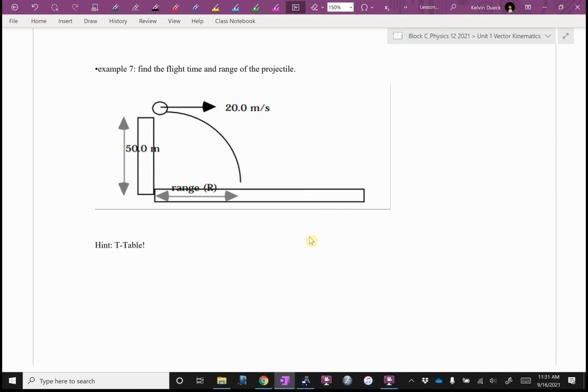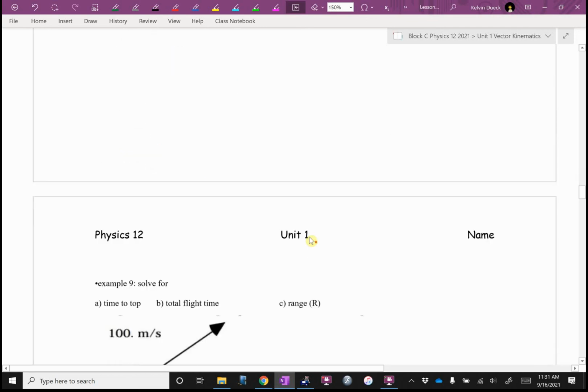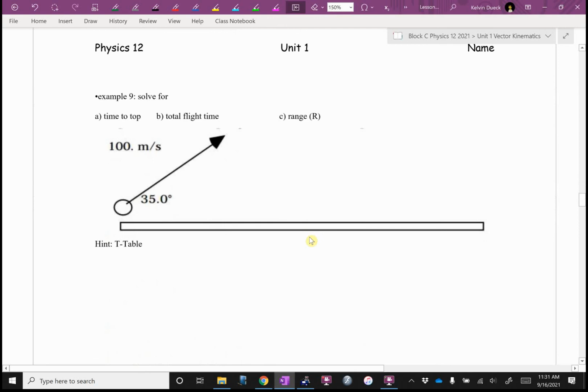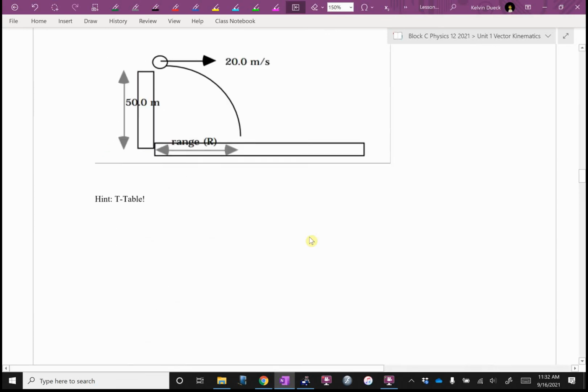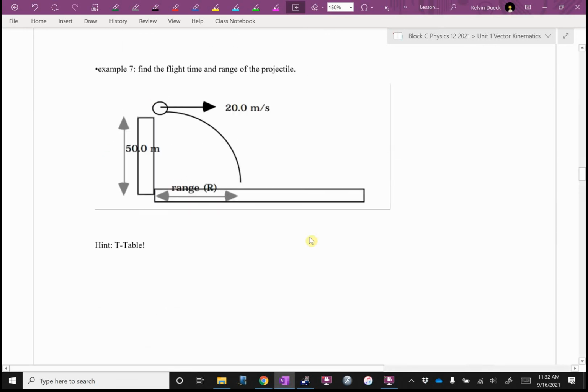And on your test, there's going to be a horizontal projectile from a cliff. The next easiest is from the ground at an angle. The toughest is from the cliff at an angle, and we'll get to that probably next class. But for now, what does example 7 want me to find? The flight time, and then the range is the horizontal distance. So you can make a little note above the word range. That's the same as dx.